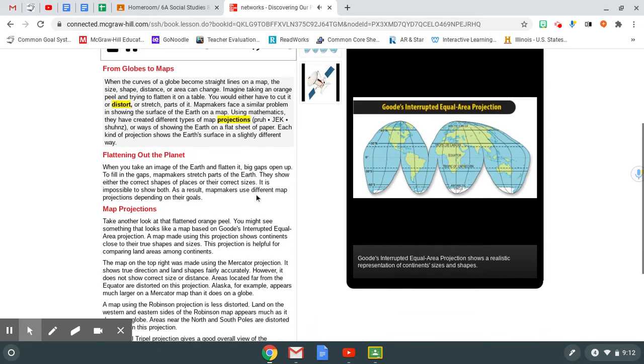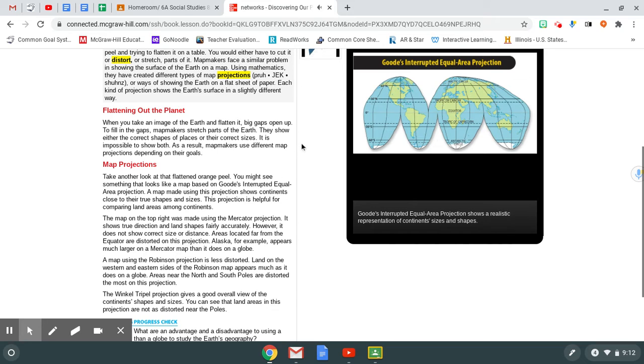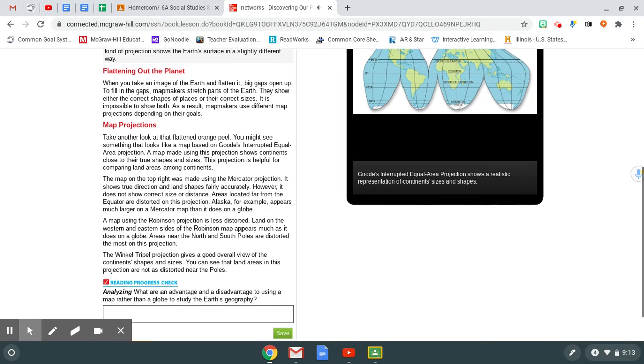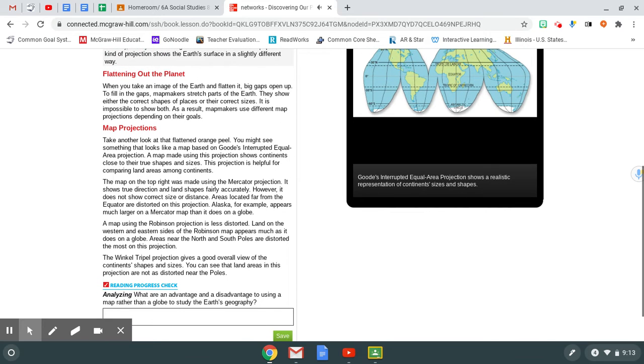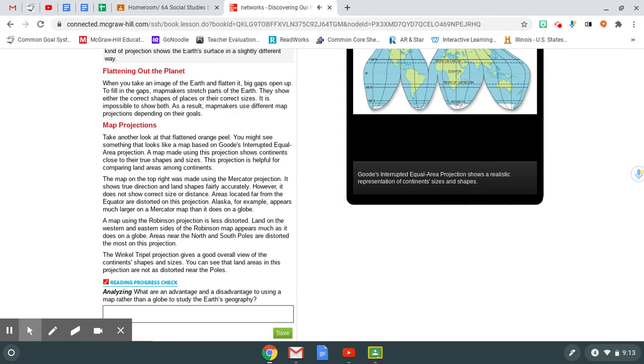Flattening out the planet. When you take an image of the Earth and flatten it, big gaps open up. To fill in the gaps, map makers stretch parts of the Earth. They show either the correct shapes of places or their correct sizes. It is impossible to show both. As a result, map makers use different map projections depending on their goals. Map projections. Take another look at the flattened orange peel. You might see something that looks like a map based on Good's interrupted equal area projection.